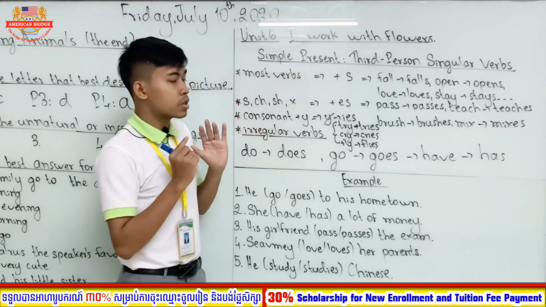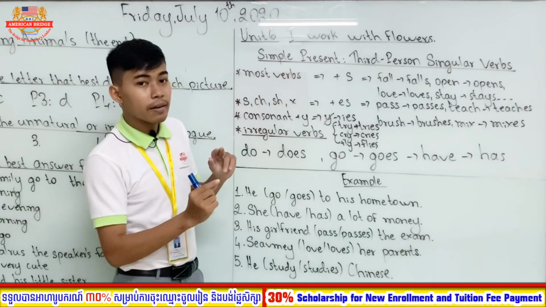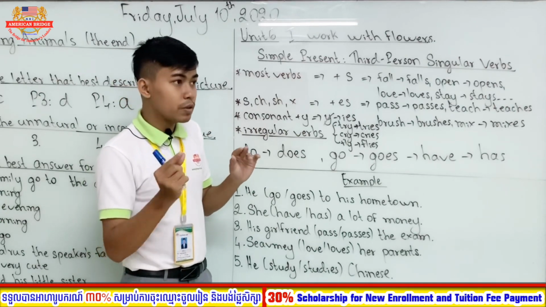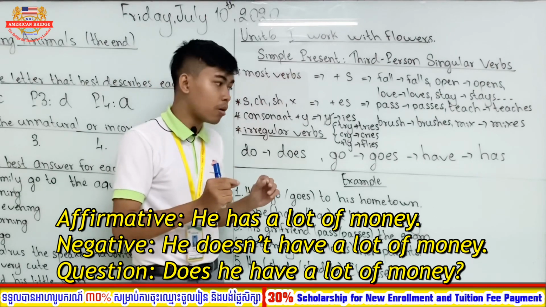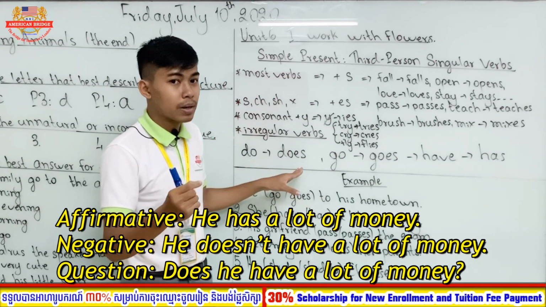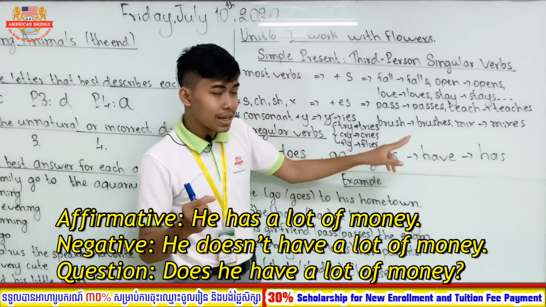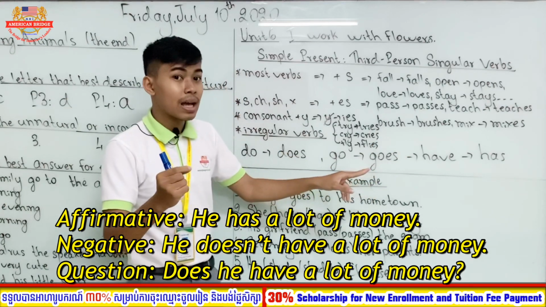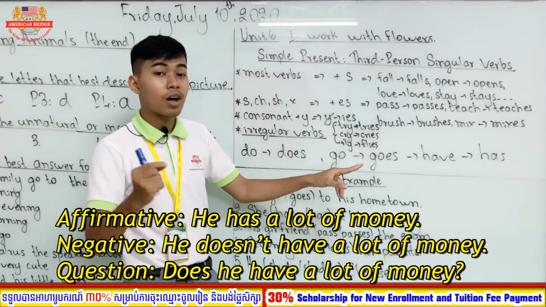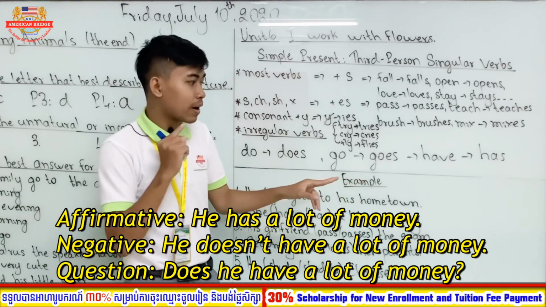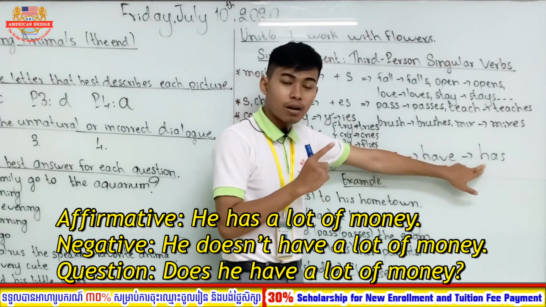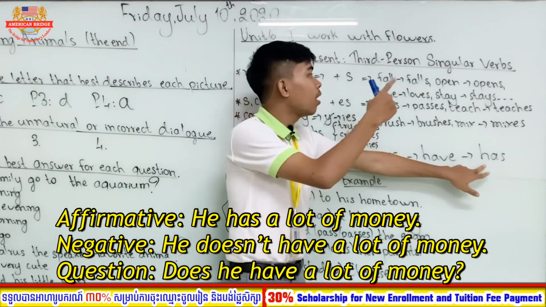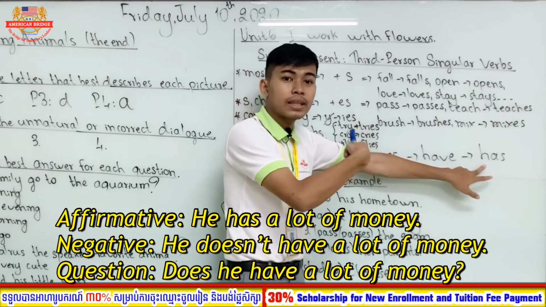Okay, example, you say I have a lot of money. So when we use he, he has a lot of money. But in negative form, I don't have money. But when you use he doesn't have, not he doesn't has. So I told you he, she, it, we have to use with has, right? But only in the affirmative form. All of these rules are only in the affirmative form.